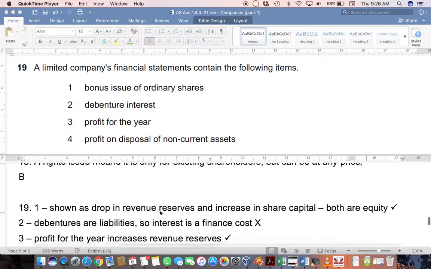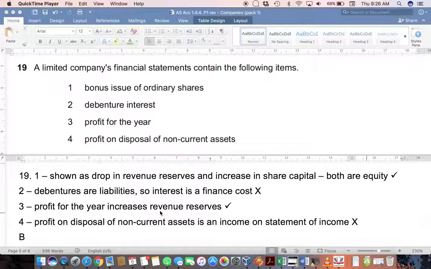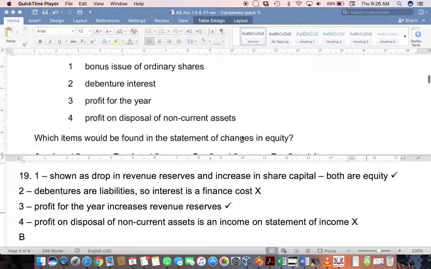Number 19. A limited company's financial statements contain the following items: bonus issue, debenture interest, profit for the year, and profit on disposal of non-current assets.